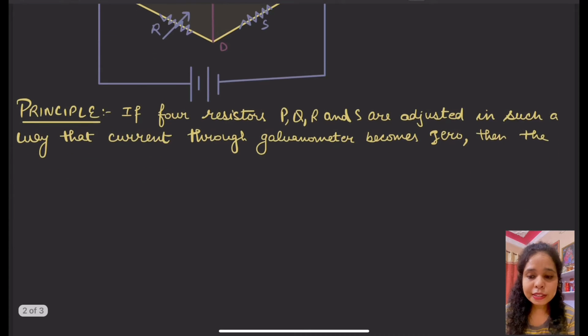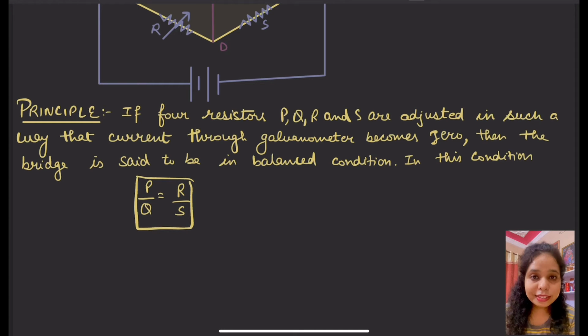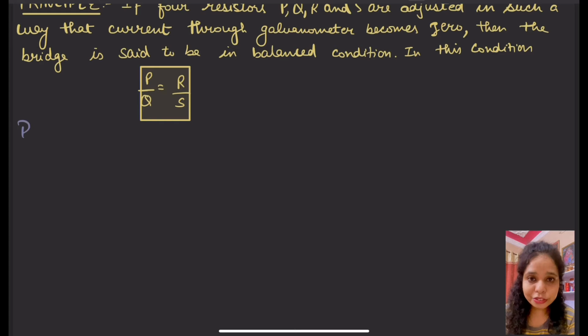Then the bridge is said to be in balanced condition. That means in balanced condition our 4 resistors P, Q, R and S are having the values such that no current flows through the galvanometer, and under this condition we have P upon Q is equal to R upon S. So this is the ratio, and this ratio, that is P upon Q is equal to R upon S when current through galvanometer becomes 0, is called Wheatstone bridge principle.